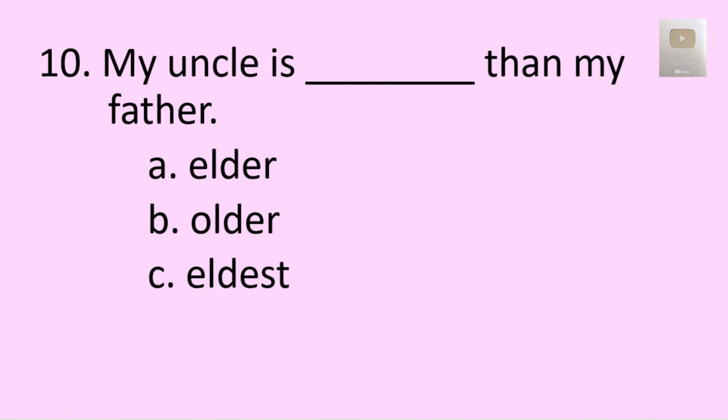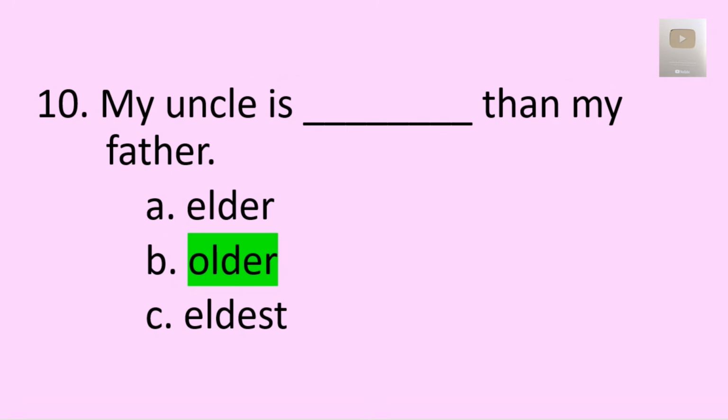The last sentence of this exercise. My uncle is, you have a blank, than my father. The three choices are A, elder, B, older, and C, eldest. Older is the correct answer. Whenever you see than, you know that it is a comparison between two people, uncle and father. So eldest cannot be used because that is superlative. More than two people have to be compared.